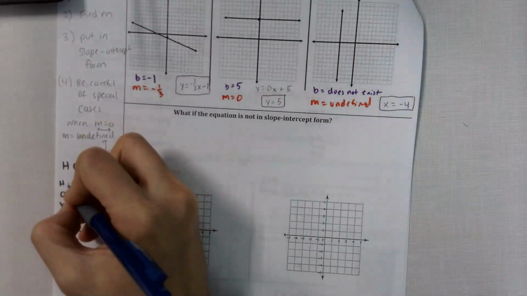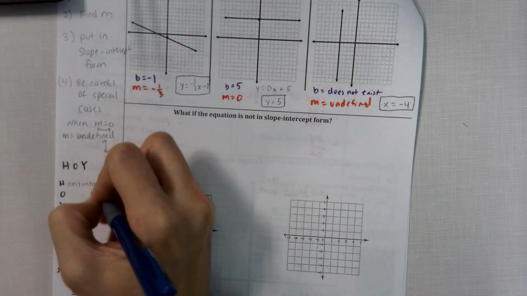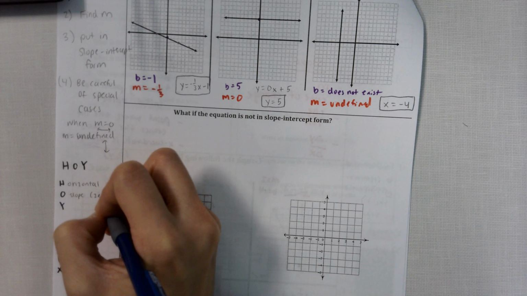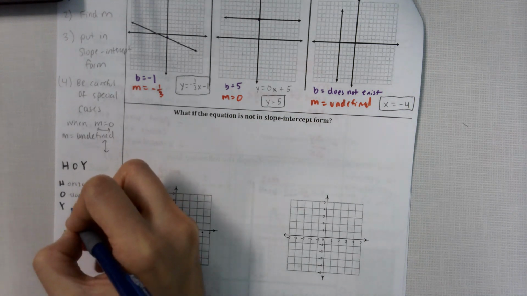So this stands for horizontal, 0 slope, y equals.